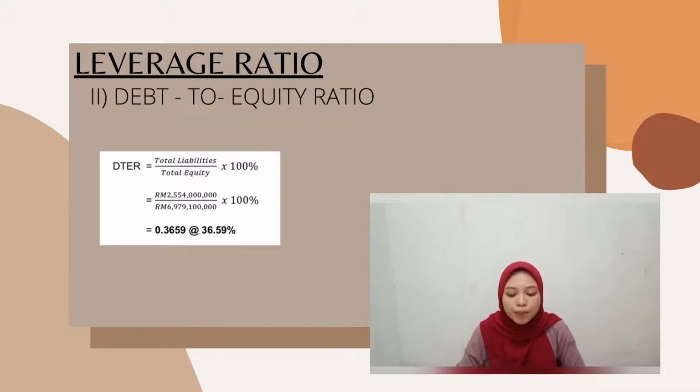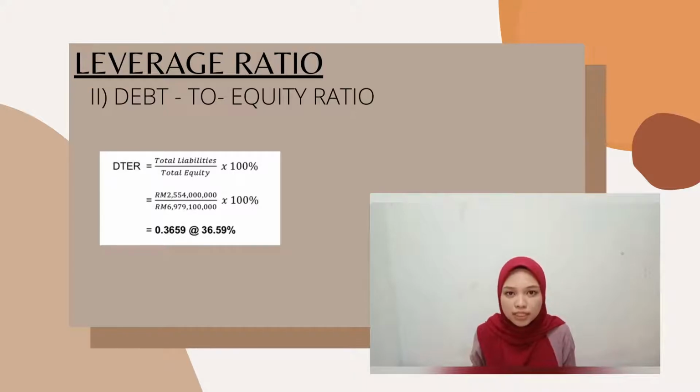So for the comment, a ratio of 36.59% means that the company used 36 ringgit 59 cents of debt for every 100 ringgit as a source of financing in the company. So this debt to equity ratio indicates that the company has a good performance compared to the industry average.